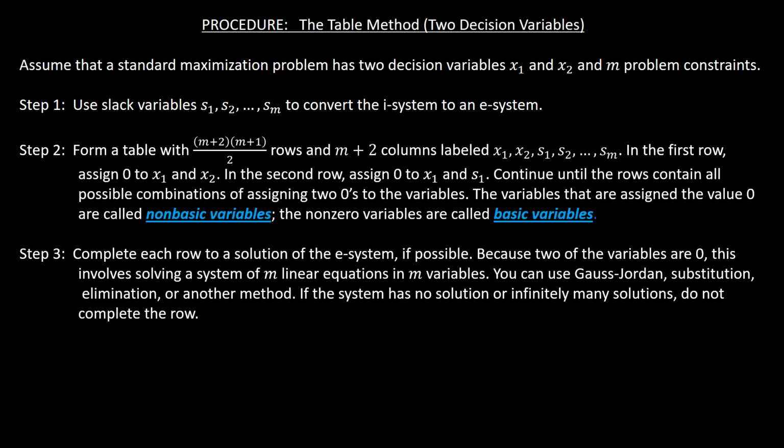Step 3 is to complete each row to a solution of the E system if possible. Because 2 of the variables are 0, this involves solving a system of m linear equations in m variables. So we can use Gauss-Jordan, substitution, elimination, or other methods. If the system has no solution or infinitely many solutions, we will not complete the row.